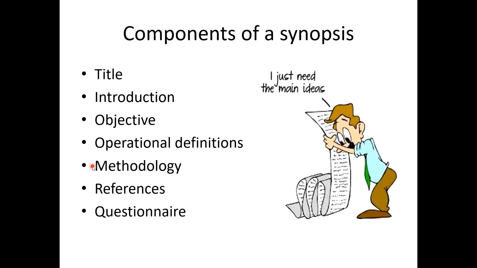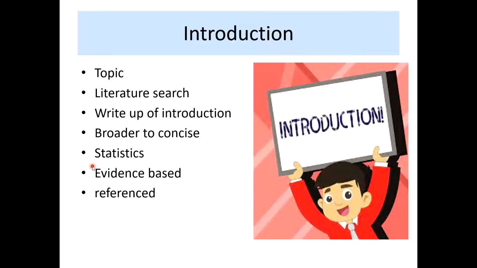Okay, so let's discuss these components of the synopsis one by one. So what do we do while writing an introduction? As I have already told you, introduction means the researcher wants to introduce the topic to the world, to the community, who is the reader of the research work. So what does a researcher do? He selects a topic. We have already done it. He conducts a literature search. We have already done it. And then he starts writing the introduction. Writing the introduction means broadly the researcher defines the concept on which he wants to work. It starts from the broader base and then ends up in a very, very concise way.